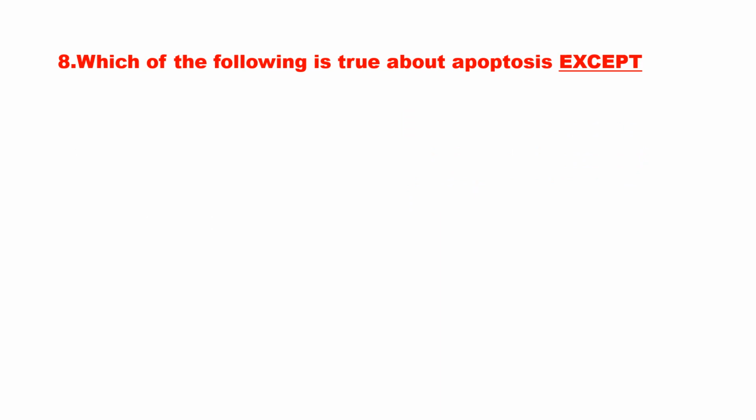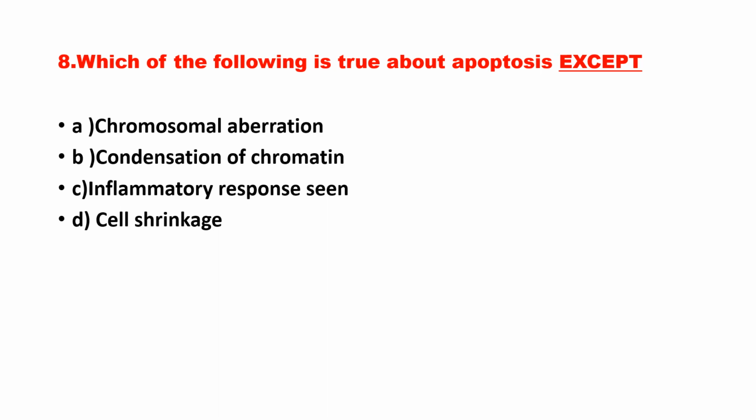Which of the following is true about apoptosis except: chromosomal aberration, condensation of chromatin, inflammatory response seen, cell shrinkage? C, that is inflammatory response seen, is the correct answer.